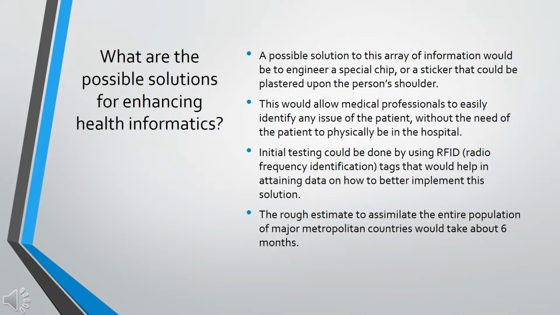The rough estimate to assimilate the entire population of major metropolitan countries would take about 6 months. And how do we ensure that the majority of the population would be assimilated into this program? By talking to health insurers of major companies to slowly give these RFID tags to the consumer, such that we would gain enough data to further our program and then slowly enhance the health informatics for the health professional and the patient.